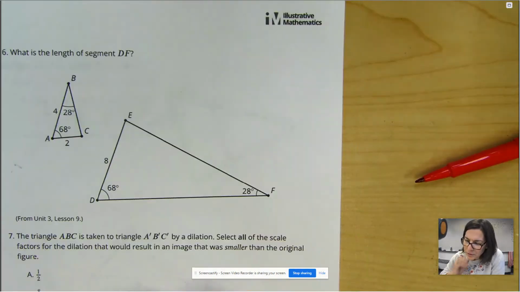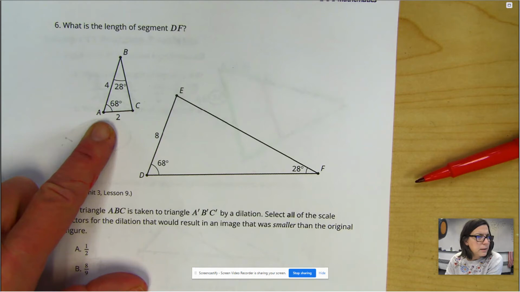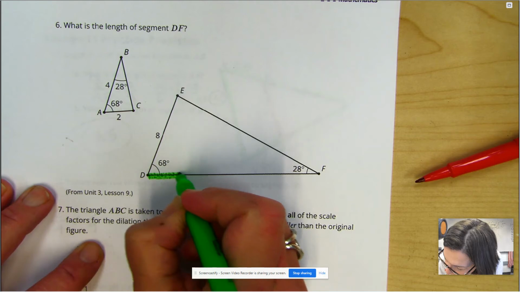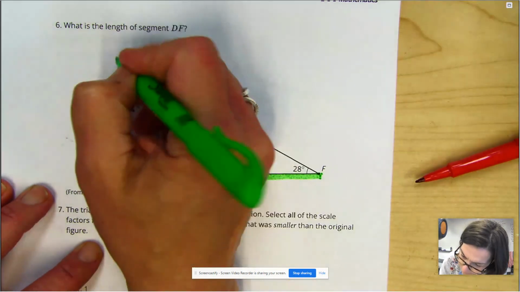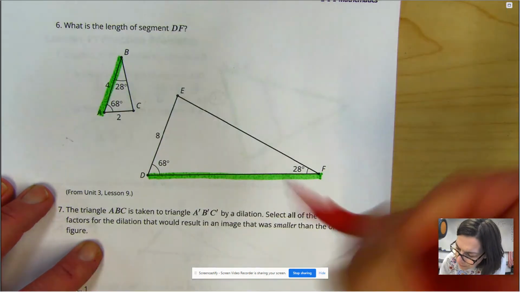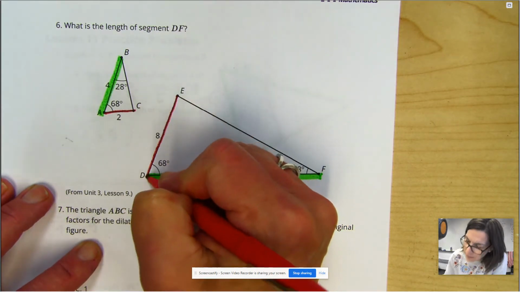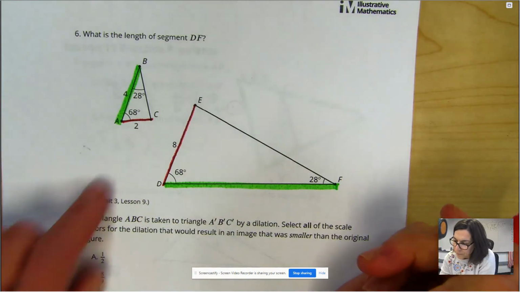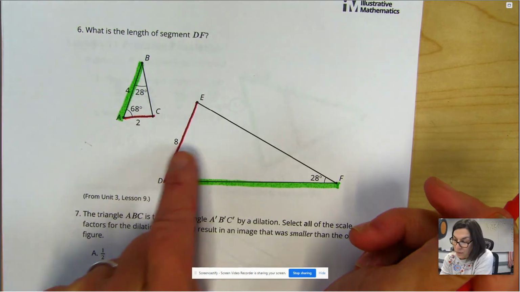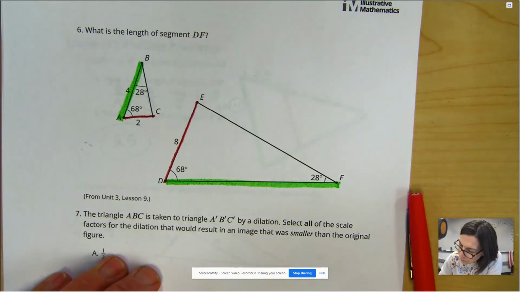All right. Number 6. What is the length of DF? This looks very similar to a problem we did in class. DF is right here. It is the side length connecting the 68 to the 28 degrees. Okay. And it looks like this right here corresponds to this one here. Okay. So we can say green is to green as red is to red. Or we can go from the bigger one. Red is to red as green is to green. So this is what we don't know, DF.